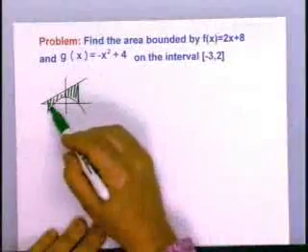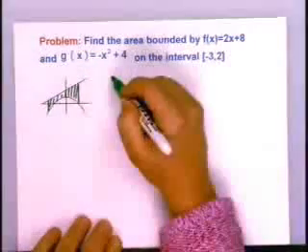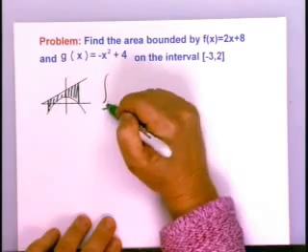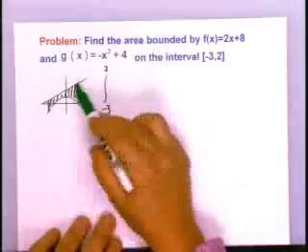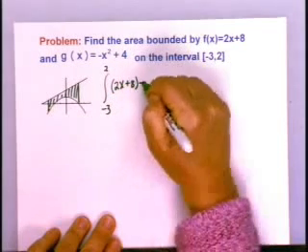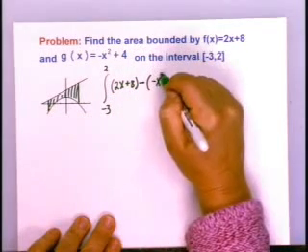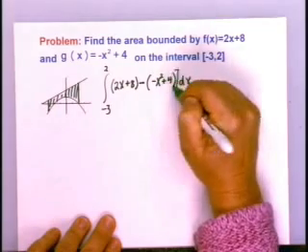Notice that part of this region is underneath the x-axis. Well, according to the rule, we would integrate from negative 3 to 2, curve on the top, in this case the linear function is on the top, 2x plus 8, minus the curve on the bottom, which is the quadratic function, negative x squared plus 4, dx.